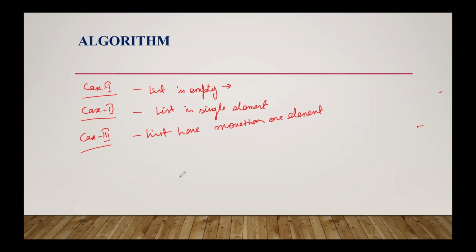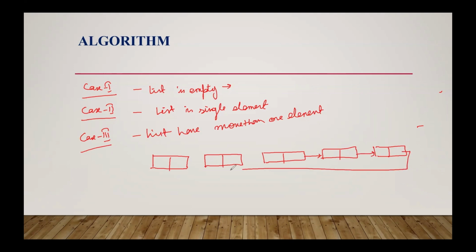If more than one element, so take an example. For example, this is our circular single linked list. These are the nodes. For example, this is the node. Node has two parts: information and pointer to the next node. The last node points to the first node. This is the concept of a circular single linked list. So this is the start. This is the last.